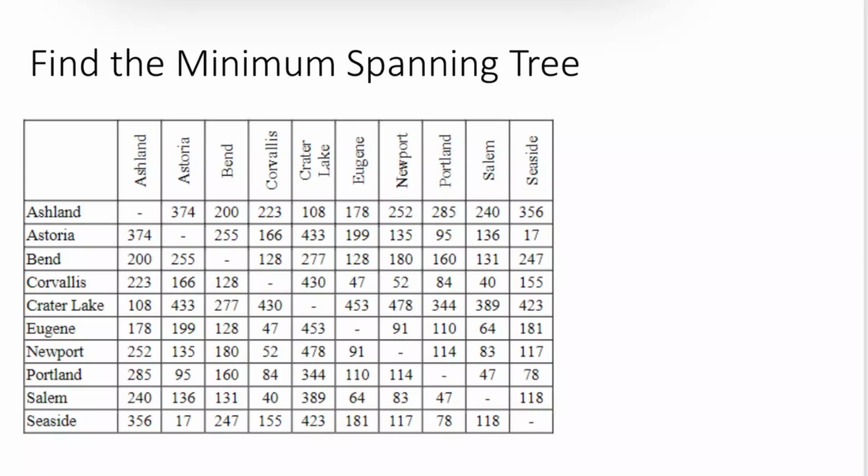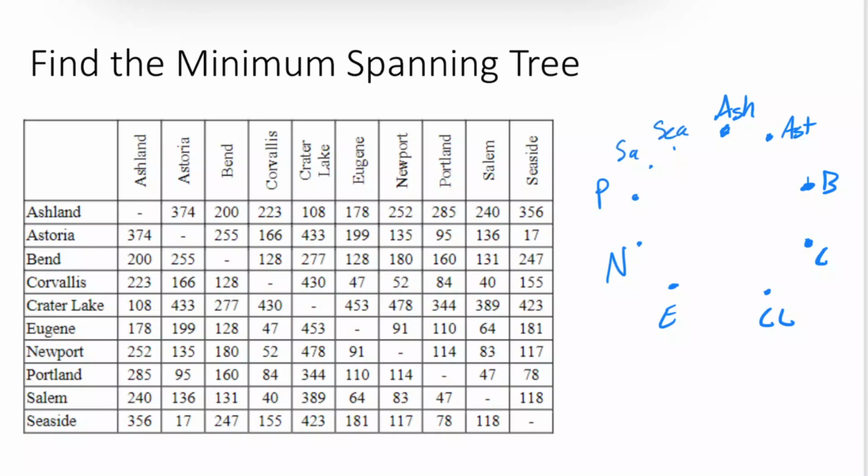So I'm going to make a point for Ashland and Astoria and Bend and Corvallis. I think I'll just have a C for Corvallis and then a CL for Crater Lake, and then E for Eugene, N for Newport, P for Portland, SA for Salem, and SEA for Seaside. Okay, so these are all of my vertices.